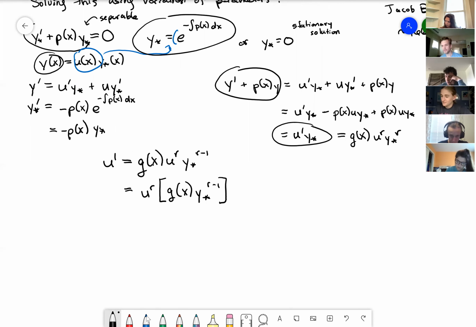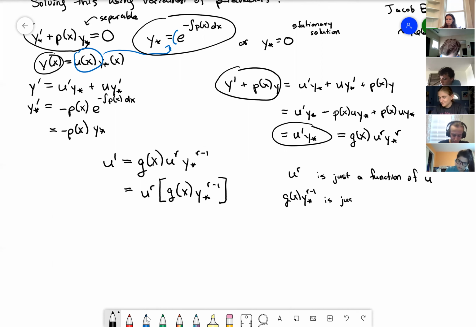You might have a guess already in the back of your mind. u to the r is just a function of u, and q of x, y star to the r minus one, because y star is a function of x, this is just a function of x. I see some smiles, so maybe some people already know where I'm going with this. We'll rewrite u prime as du dx.